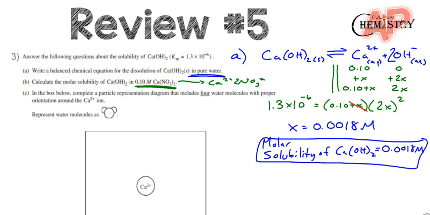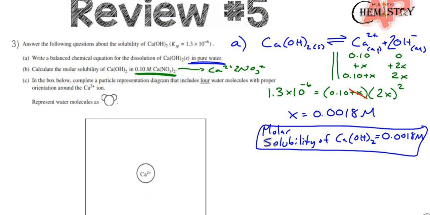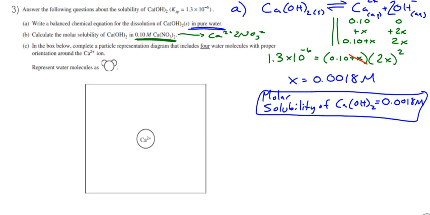I love this question as well. The visual stuff I like because it's showing that you understand something. And usually if you practice this enough, they're not as hard as some other things. It says in the box below, complete a particle representation diagram that includes 4 water molecules with proper orientation around the Ca2+ ion. Represent the water molecules as Mickey Mouse. I looked through this. The amount of people that didn't use 4, you're done. So you got to make sure that you draw it just like that. I have done this in front of you so many times. I did this last night multiple times. You need to draw 4 water molecules surrounding the Ca2+, and those are my water molecules. Can you do it? Go for it.